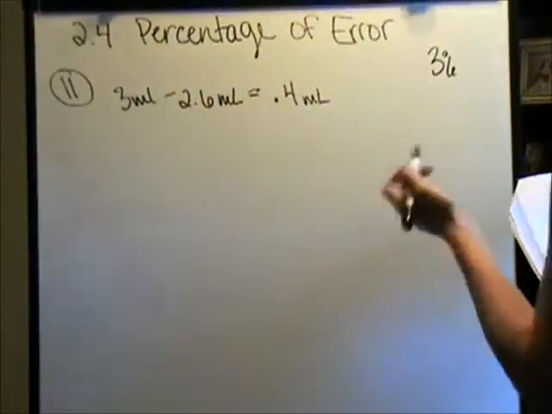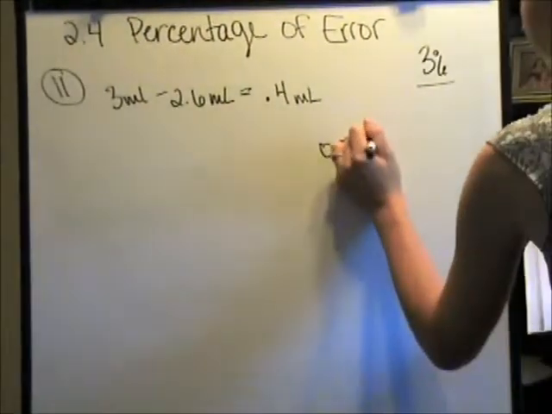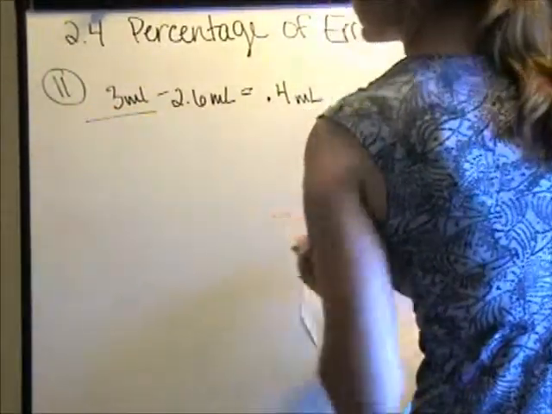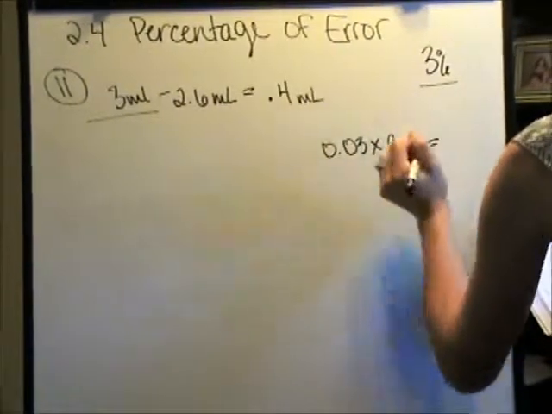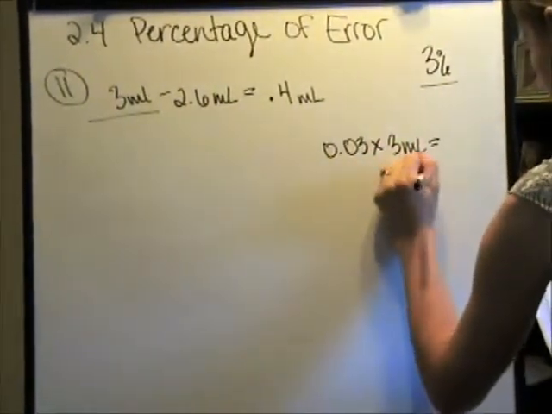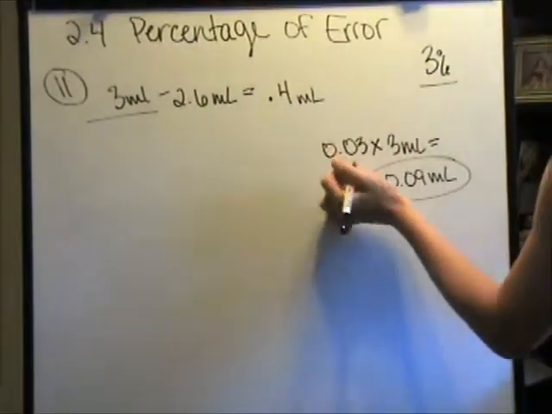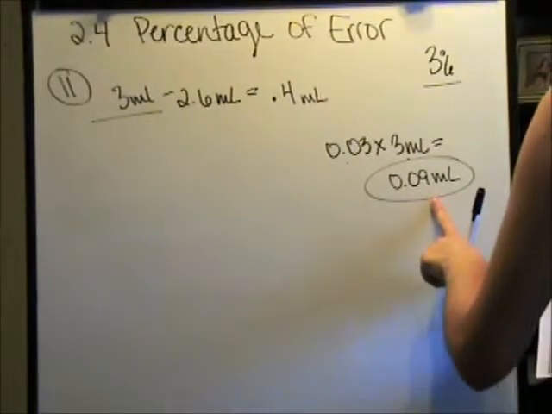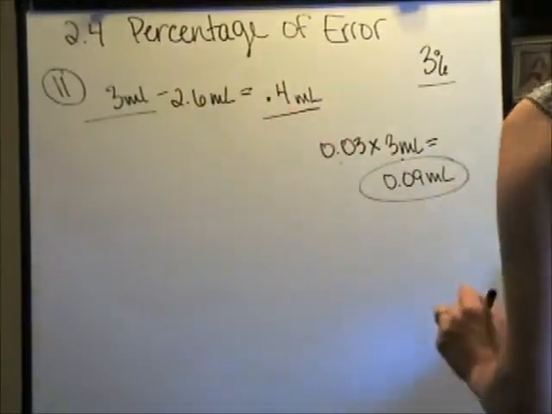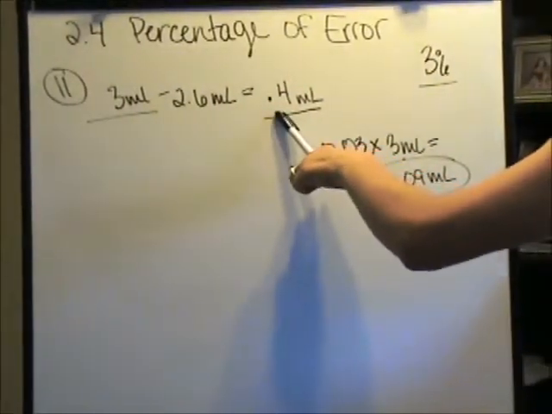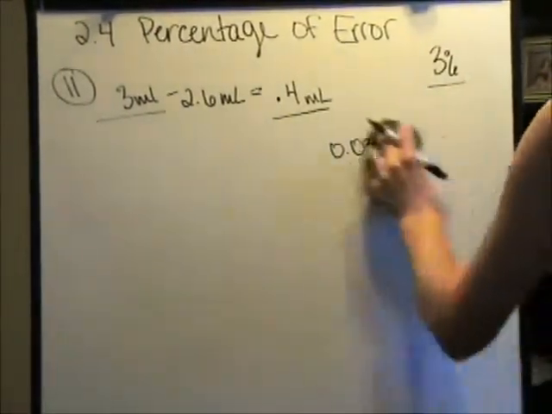Okay, so we know that 3% is also 0.03 in decimal form. We're going to take that times the measured volume, 3 ml, and that gives us 0.09 ml. So this is going to be our max margin of error. If we take 3% times 3, we know that anything we measure that's going to be greater than this number is going to exceed our 3% limit, which of course 0.4 ml is much greater than this, so we know that we're well above our 3% mark. Let's look at another one.